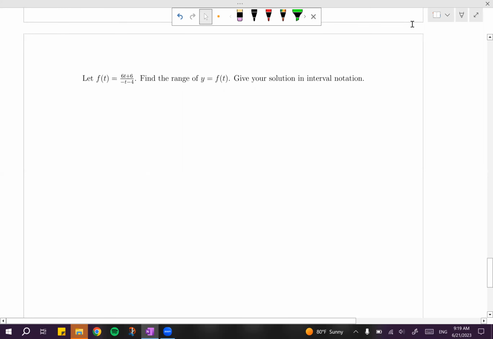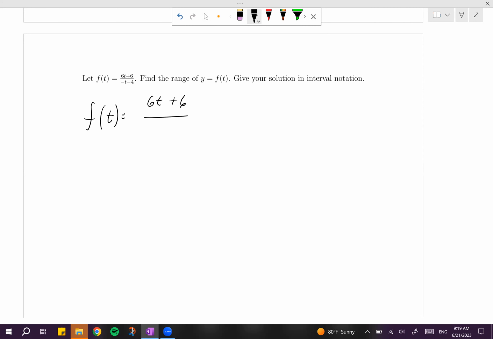Hey, so we're given this problem and they want us to find the range of our answer and give it in interval notation. All right. So our function says f of t is equal to (6t + 6) over (negative t minus 4). All right. And we want to find our range. So our range is worried about the y-axis.